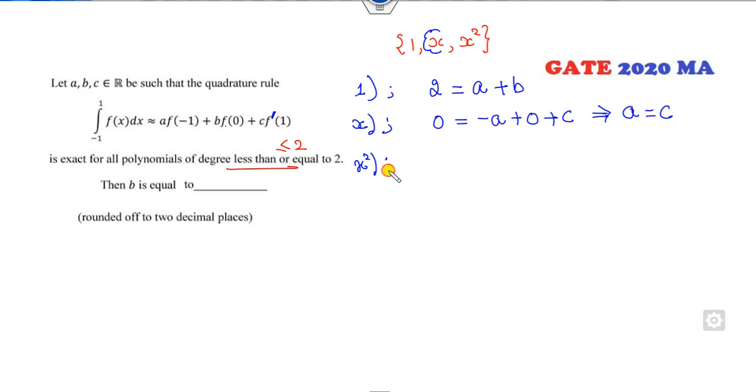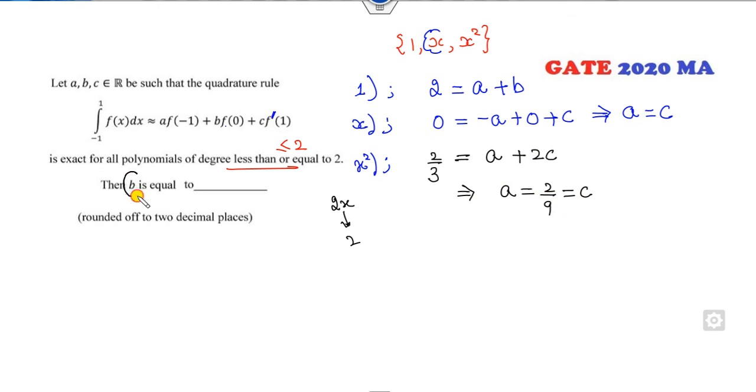Then third is, if you take the x square, then what is the integration of the x square? It is 2 over 3. This is f of minus 1. Minus 1 is plus 1. It's a a. B is 0. What is the derivative of x square? It is 2x. At the point 1, it's a 2. So that means it's a 2c. So clearly a and c are both the same. So if you substitute this, you get a as 2 over 9, which is the same as c.